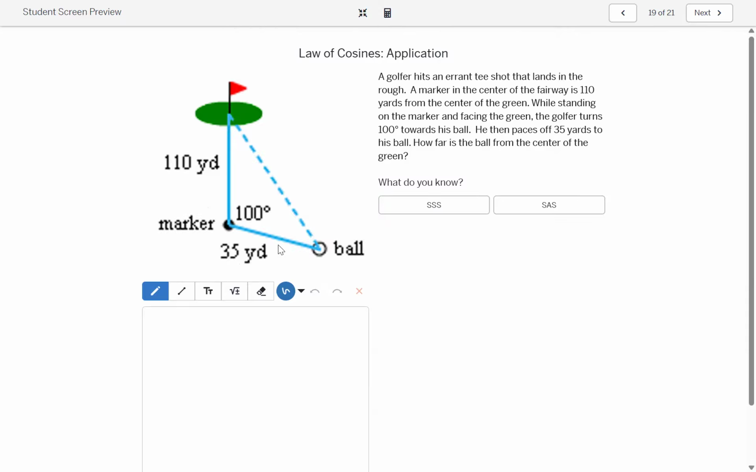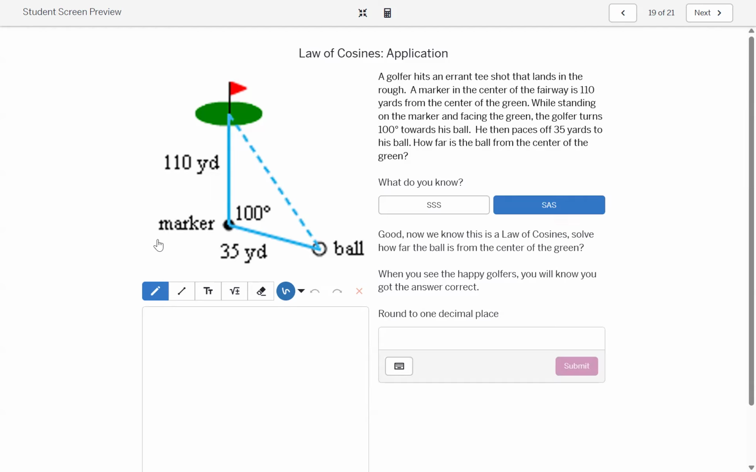So this is a very impressive golfer for knowing that he turned 100 degrees and then was able to measure 35 yards. But with all the numbers on the diagram, we're figuring out the distance from the ball to the flag. So I know two sides and the angle in between. So that's a side angle side. So we are going to use law of cosines.